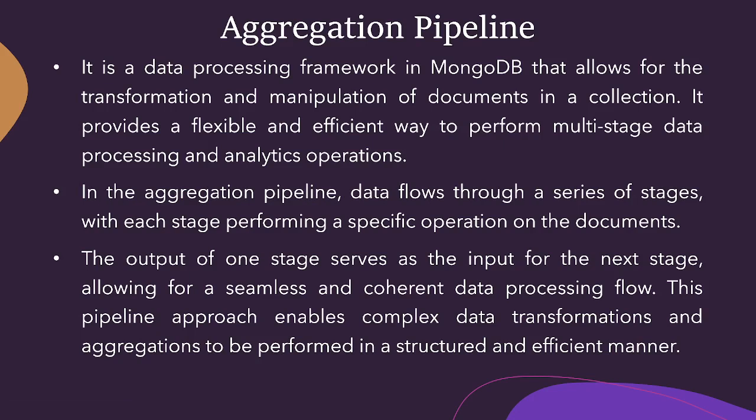In the aggregation pipeline, data flows through a series of stages, with each stage performing a specific operation on the documents. Now, this is not quite a technical presentation, but I do have some snippets at the front, and we'll be able to see what I mean by multi-stage data operations. The output of one stage serves as the input for the next stage, allowing seamless, coherent data processing flow.